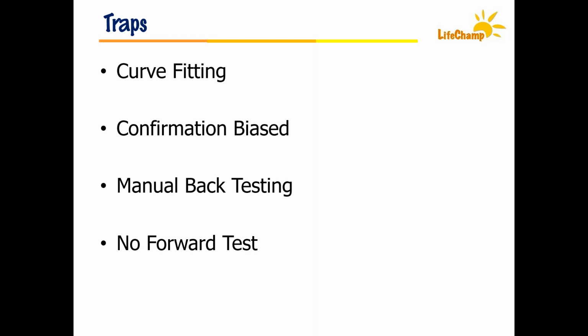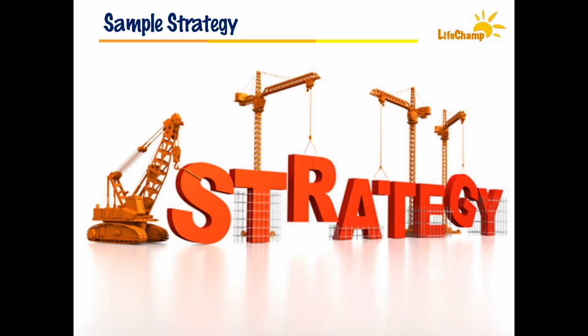The second trap is confirmation bias, and manual backtesting. These are all traps that you may want to avoid, and you need to do further tests rather than just backtest and then put the money in. It is very, very dangerous to trust your backtest system 100%. Today you run the backtest, tomorrow you follow the signal, put in money and trade the system. This is very dangerous. You need a forward test.